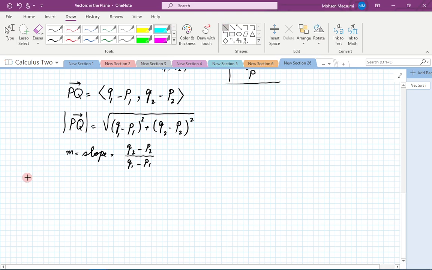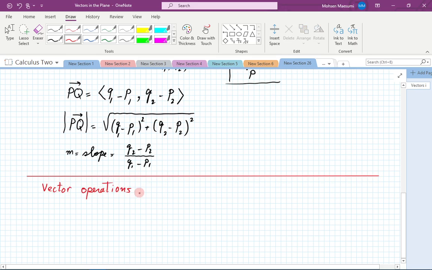First issue, so what do we do with vectors? We want to talk about vector operations, or if you wish, arithmetic with vectors.